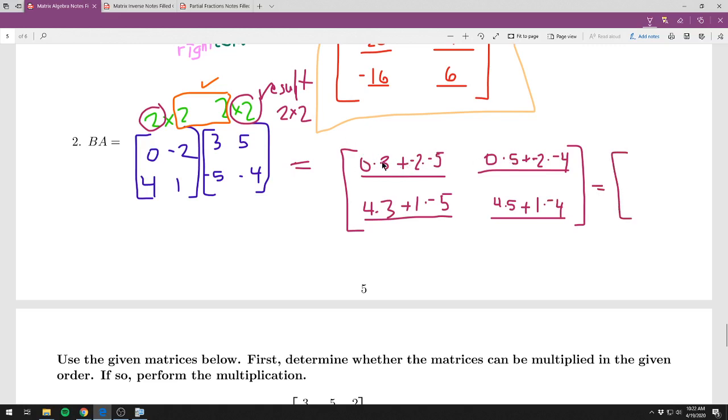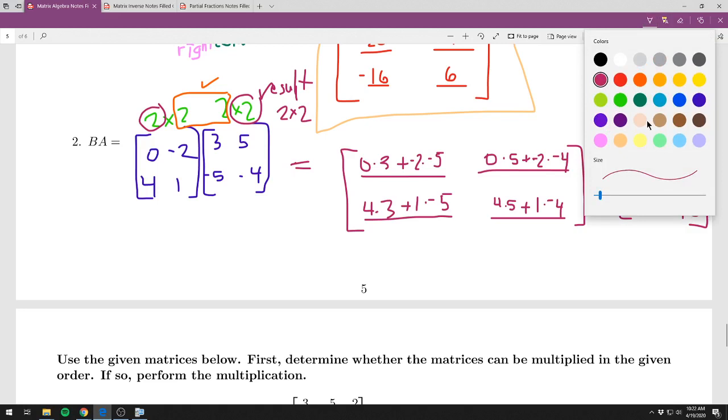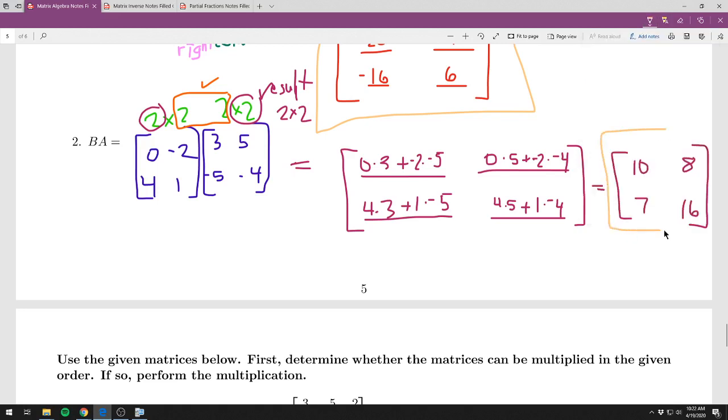This is 0. This is 10. 0 plus 10 is 10. The entry over here, row 1, column 2, we got 0 plus 8 is 8. Entry down here, row 2, column 1, we got 12 minus 5 is 7. And the last entry here, row 2, column 2, 20 minus 4 is 16. And as you can see, this is very different matrix from the first one.